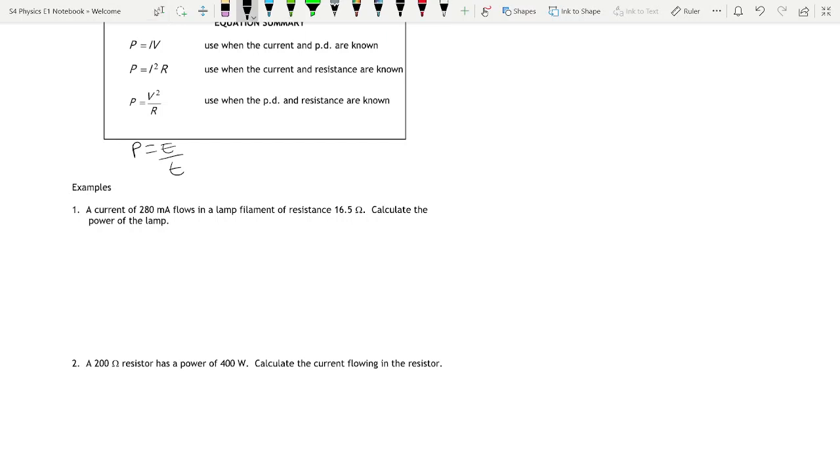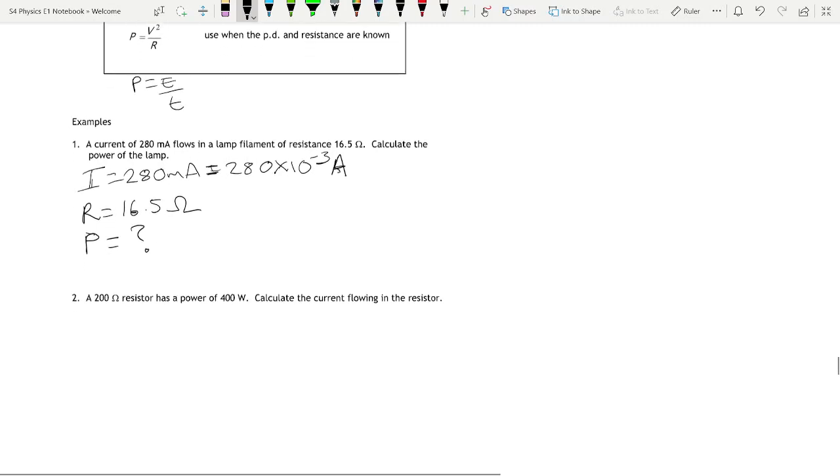Okay, so what are we given? Current is 280 milliamps. That should be alarm bells already. It's in milliamps. We need to change it into amps. So 280 times 10 to the minus 3, or 0.280 amps. So just be aware, if it's in milliamps, you will need to change it into amps. We've got a resistance, it's 16.5 ohms. And it's asking us to calculate the power. So power equals question mark.